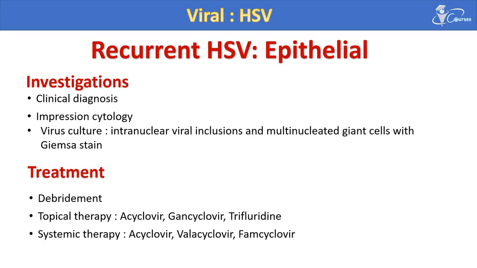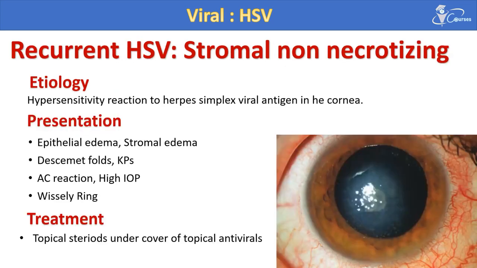Okay, so this will be for the herpes simplex virus epithelial infection, when the infection is affecting the epithelium. What about the stromal? If there is an infection affecting the stroma, herpetic stromal keratitis? Yes, there are 2 kinds of involvement of the stroma in patients with herpetic keratitis. It can be stromal non-necrotizing keratitis or stromal necrotizing keratitis.